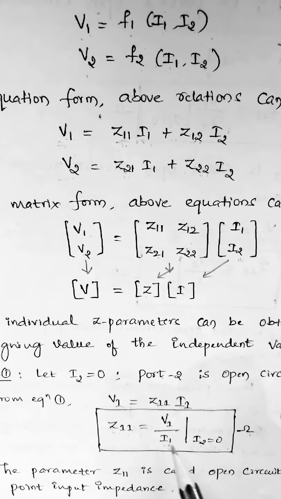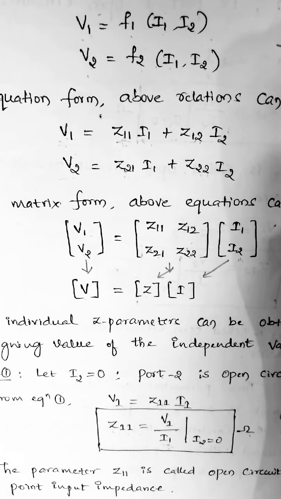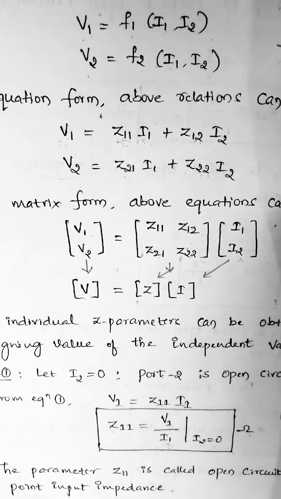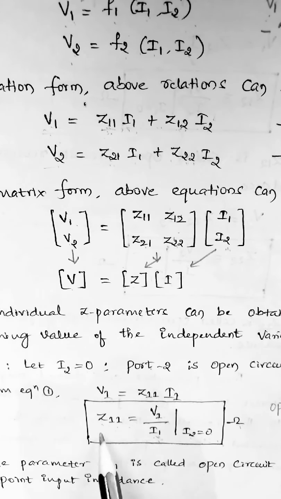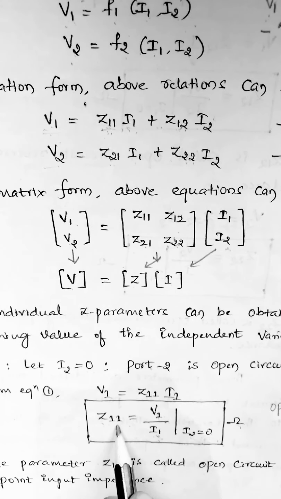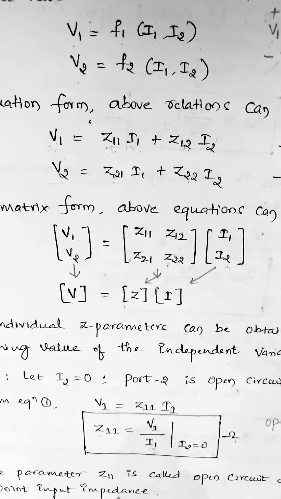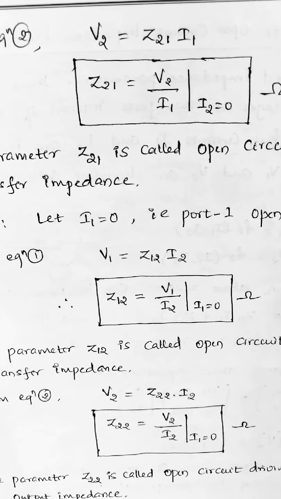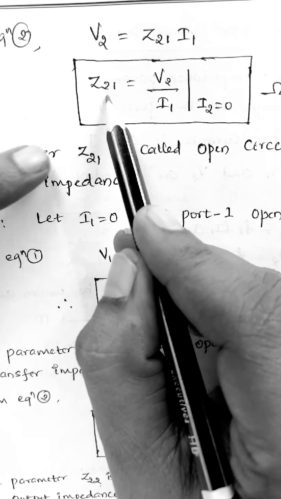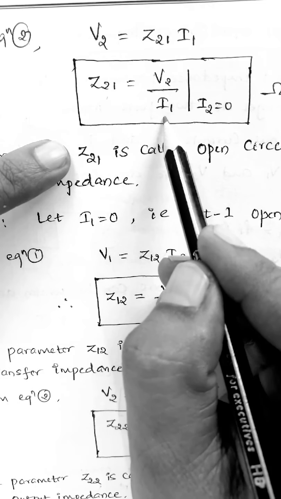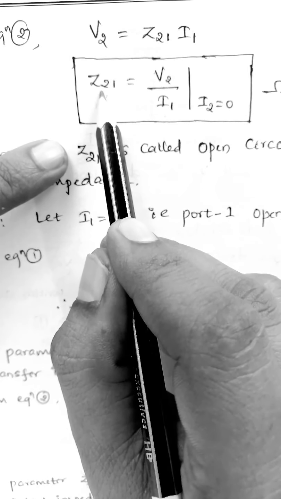Coming to the equation, V1 by I1: voltage V1 is present at port 1, and I1 is also present at port 1. Port 1 is called the driving point port. Because of that reason, the parameter Z11 is called the open circuit driving point input impedance. Now go for the second equation. In the second equation, Z21 equal to V2 by I1, when we make I2 equal to 0. This is the term present in equation 2.